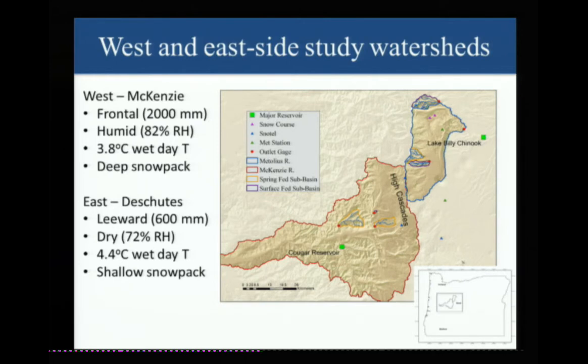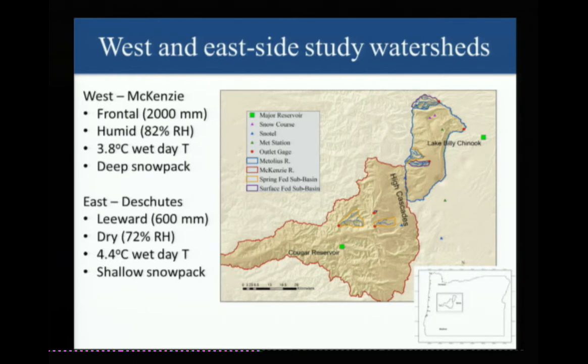And so this is a map of our study region showing the watersheds that we're modeling. The Mackenzie River Basin is outlined in red. That's our Western Cascades watershed. And the Upper Deschutes River Basin is outlined in blue on the eastern side of the Oregon Cascades.